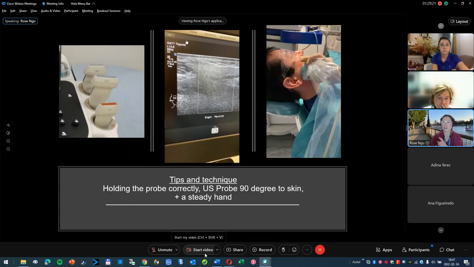And each probe, where the probe is angulated, make sure it's always to the right of the patient and test it before you put the probe down, because it's so easy to twist the probe the other way around and what should be the right of the patient becomes the left. Simple things, just like that. And when you scan a patient, it's worth being 90 degrees to the skin so you get the best image, and scan with a steady hand.